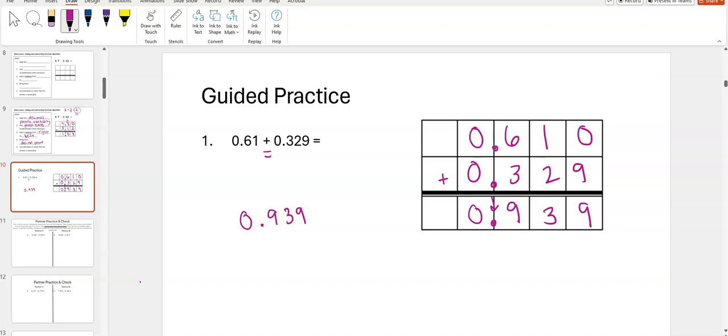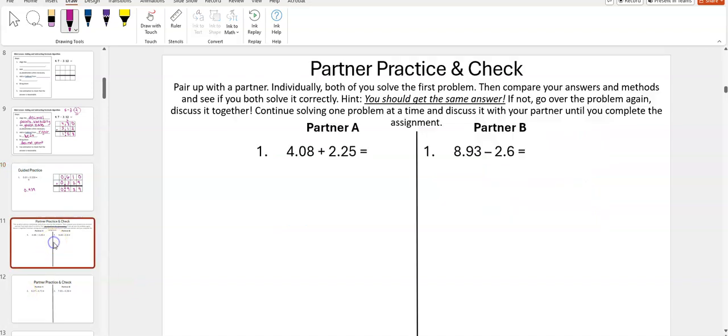Because this is something that we know really easily, in class we did this partner practice. What you do is you have a partner. One of the partners does problem A, and the other partner does problem B, and then you compare answers. You should get the same answer as your partner. If you don't get the same answer, you should check your work and figure out what you did wrong.